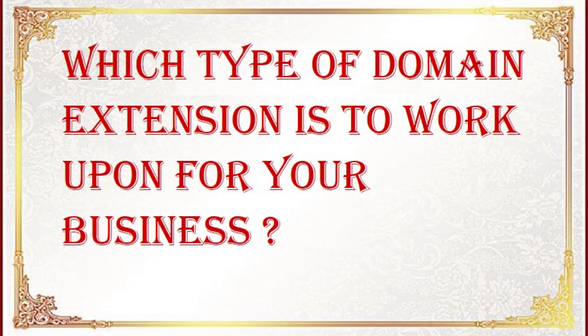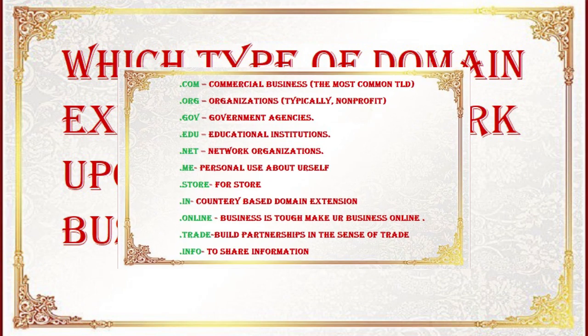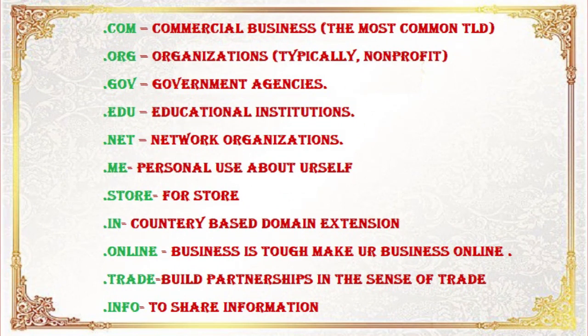Next thing is, which type of domain extension is to work upon for your business. So the following are the domain extensions that we can work upon. The .com obviously for a commercial purpose, .org for organizations, .gov for government agencies, .edu for education institutes, .net for network organizations, .me personal use, .store is for store purpose, .in it's country based, .online taking your business online, .trade is for business partnerships, and .info is sharing the information.